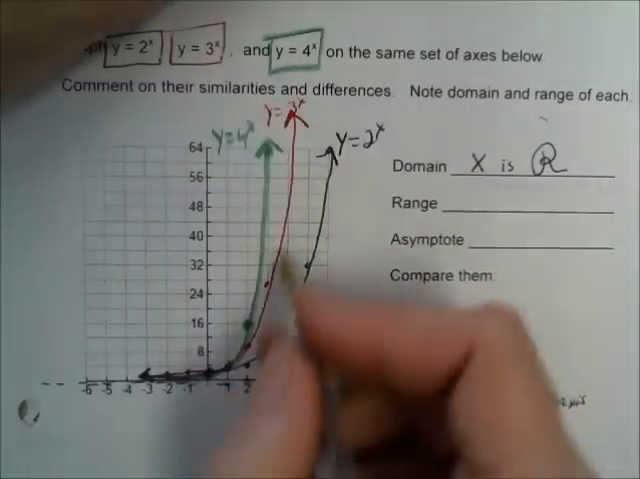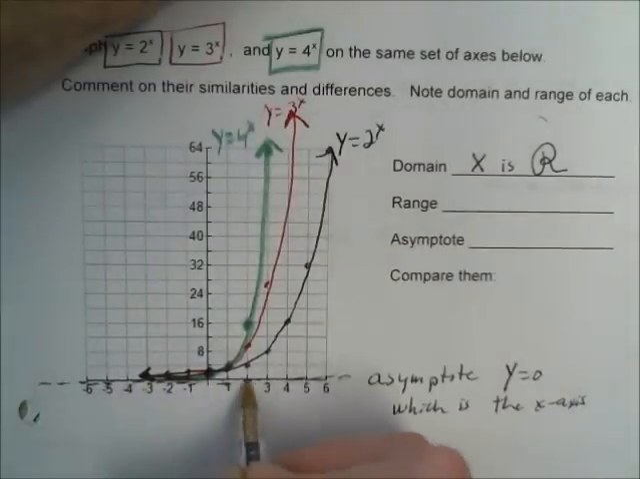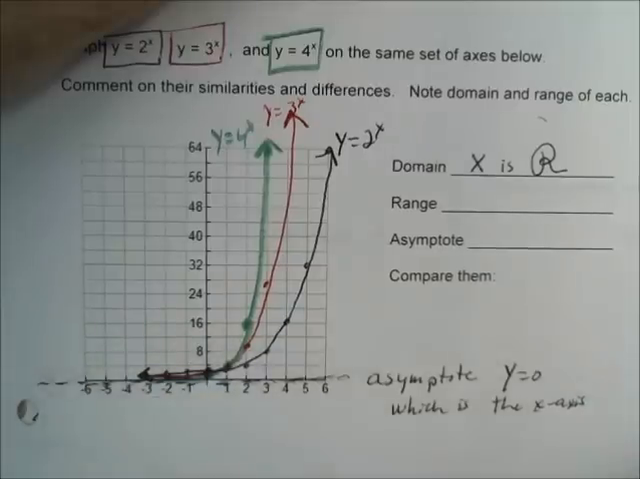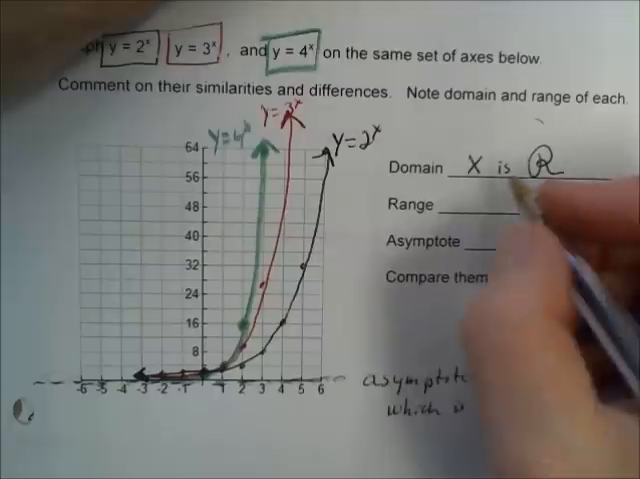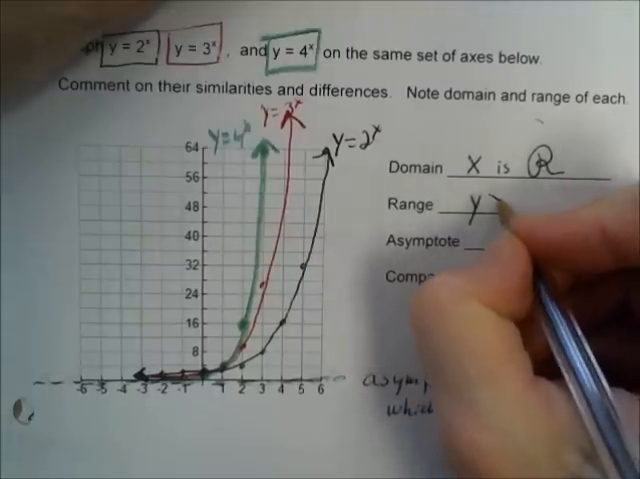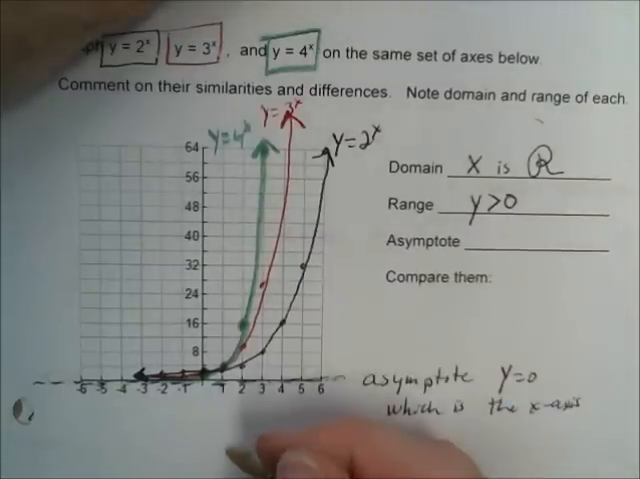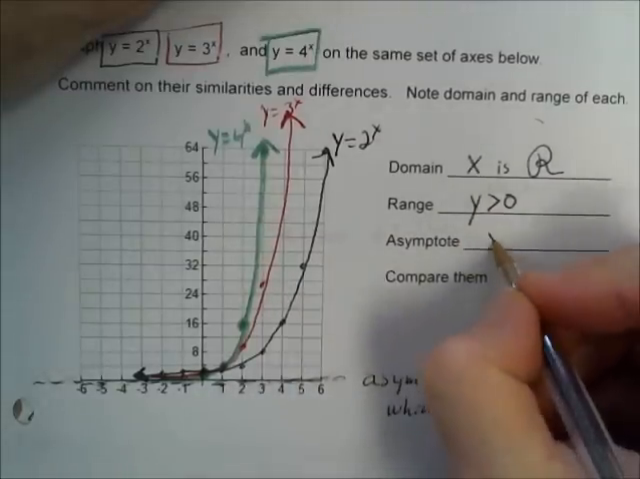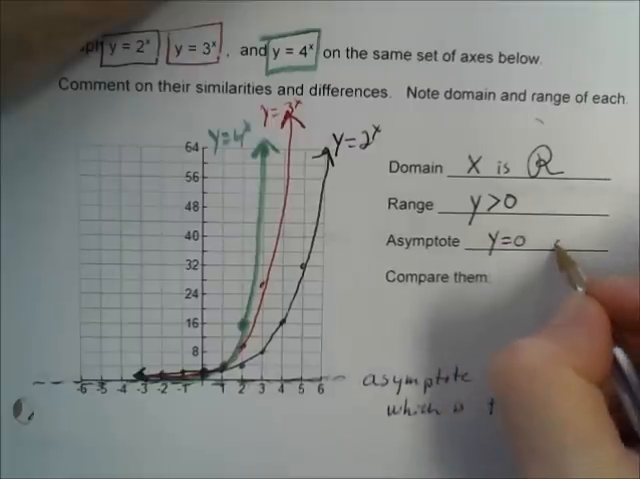So none of these graphs are ever going to touch this x-axis. That's why we put it as a dotted line. It'll get closer and closer and closer to it, but it won't touch. So the range, the y values are always greater than 0. It'll never go negative. The asymptote is the x-axis, or y equals 0.